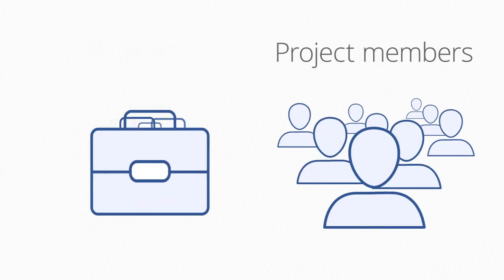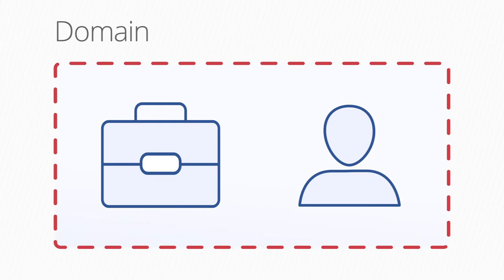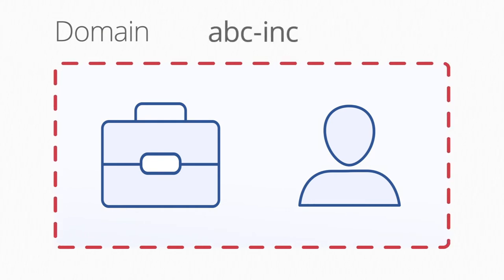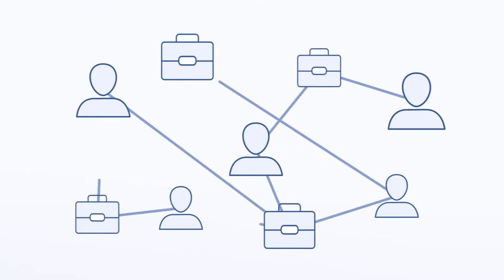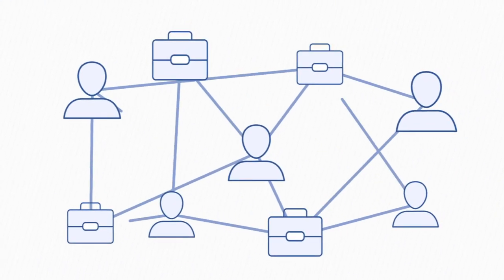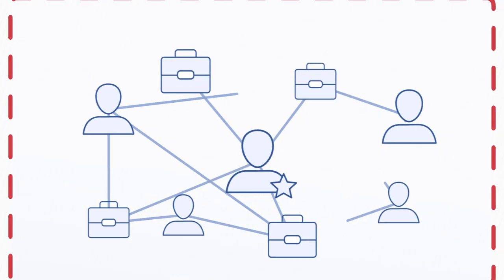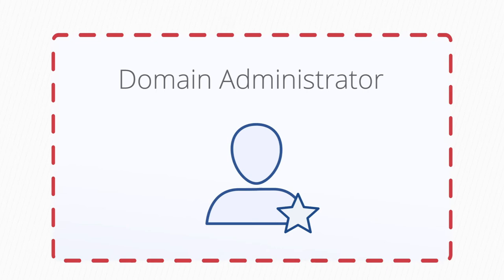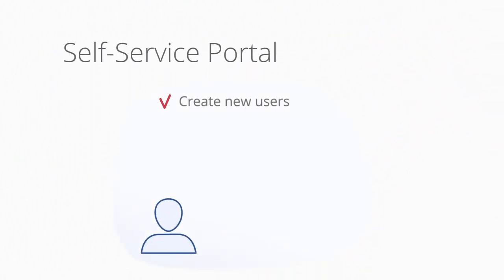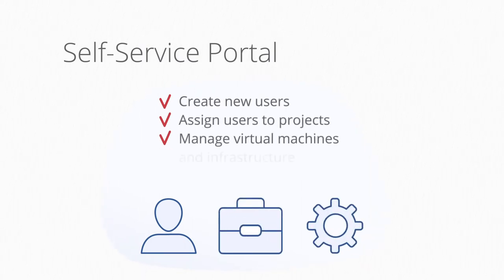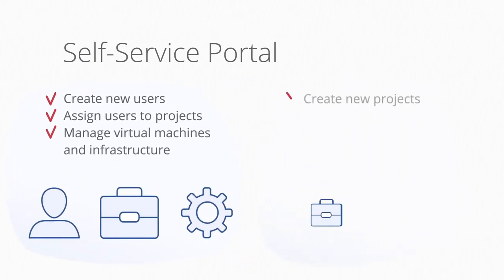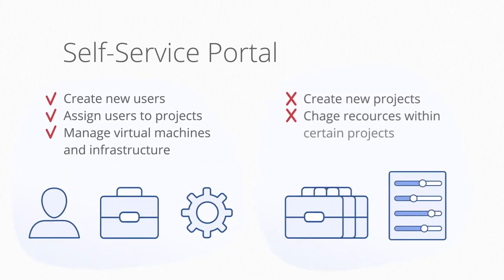Projects and project members are tied together through domains. Usually, domains are named after your company; in our case, it is called abc-inc. This flexible setup allows you to control which projects individual users can manage. Users that have permission to assign other users to the projects within the domain are called domain administrators. Using the self-service portal, you can create new users and assign them to projects, and manage virtual machines and virtual infrastructure within such projects. You cannot, however, create new projects or change the resources available within certain projects. For that, you will need to contact your cloud provider.